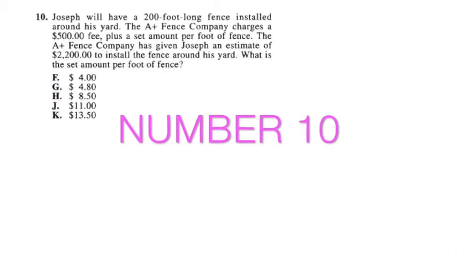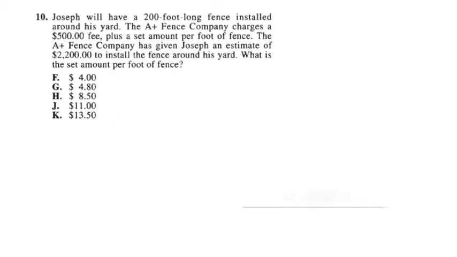Number 10 is similar to number 9 in that it is an algebra question and we are writing equations. Joseph will have a 200-foot-long fence installed around his yard. The A+ Fence Company charges a $500 fee plus a set amount per foot of fence. The A+ Fence Company has given Joseph an estimate of $2,200 to install the fence around his yard. What is the set amount per foot of fence?